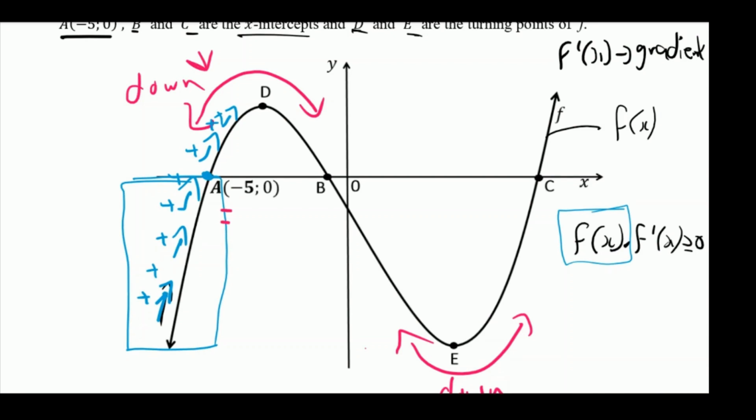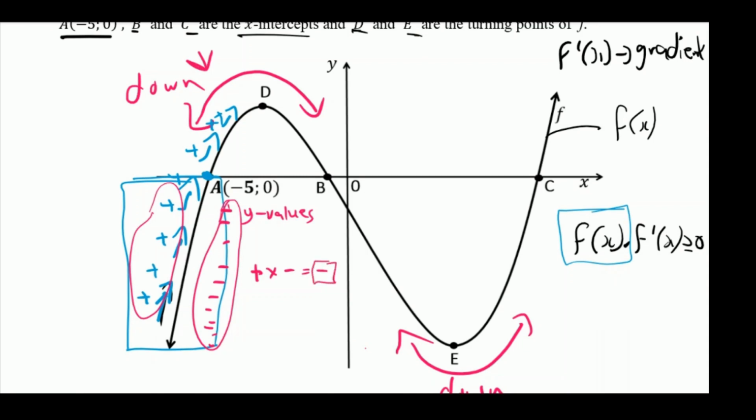The values of y are negative, right? Let me just indicate that the values of y are negative. So if you multiply this negative with this positive, you're going to get a negative. Positive times negative equals negative. So that's not what we are looking for. We are looking for a situation where we multiply a positive times a positive, we get a positive, or we multiply a negative times a negative, we get a positive, right? So this case doesn't work.